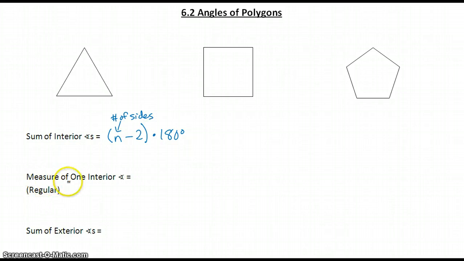If I want to find the measure of one interior angle, I need to find the sum of all of the interior angles. And in a regular polygon, all of those interior angles are going to be congruent, so I'm going to take that answer, my sum, and divide by the number of sides. When I divide by the number of sides, that's going to tell me how big one angle is.